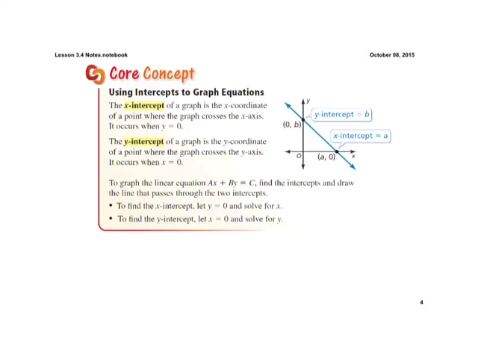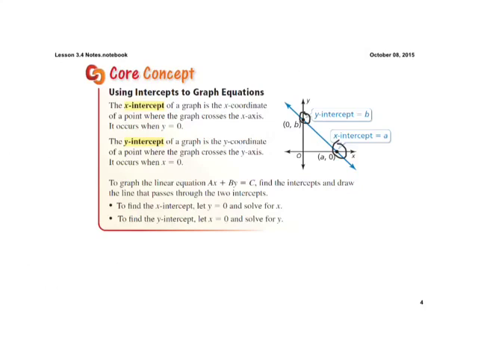Alright, next we're going to graph using intercepts. An x-intercept is where our line crosses the x-axis. That is where y is equal to 0. On this point right here on our graph, that crosses the x-axis where y is 0. Now the y-intercept is just the opposite. It's where our line crosses the y-axis, and our x-coordinate is 0. Notice here our x-coordinate is 0.